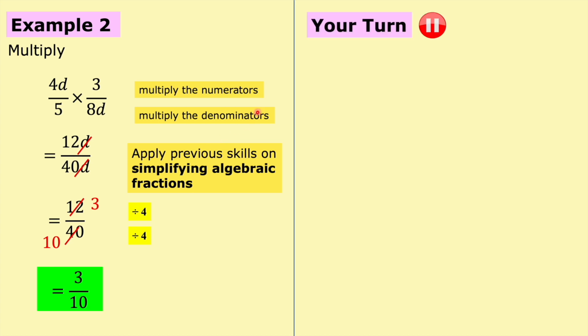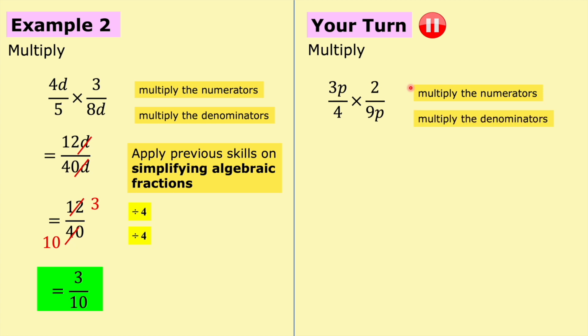So using this example again, if you can pause the video here and try this question. So 3p over 4 multiplied by 2 over 9p. So pause now. Okay, let's go over the answer to this. So the steps we're taking is multiplying our numerators and then multiplying our denominators. So you will get 3p times 2 to give you 6p, 4 times 9p to give you 36p.